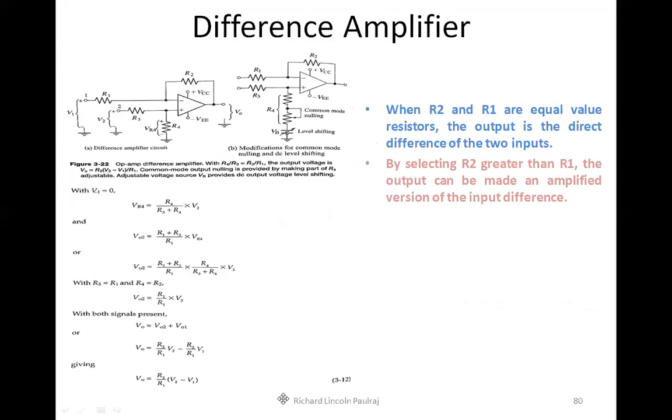So how do we suffice our answers? We have seen previously that our output voltage is nothing but R2 by R1 into V2 minus V1. So you can see that there's a difference here between the voltages V2 and V1. So this is exactly what is called difference amplifier.